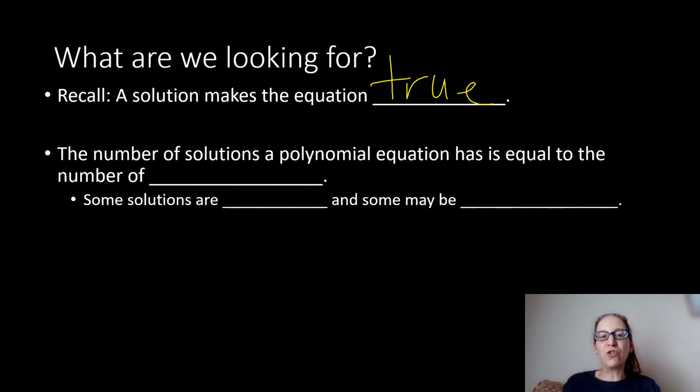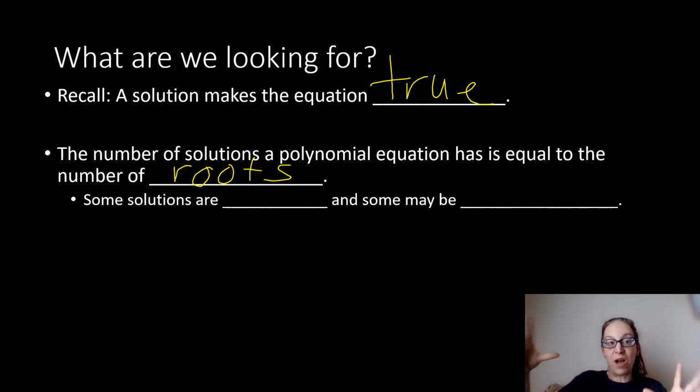The number of solutions a polynomial equation has is equal to the number of roots. This is where we tap into the previous lesson. How many solutions you're looking for is equal to the number of roots, in other words, the degree, or that highest exponent. So if the highest exponent is 1, you've got 1 solution. If the highest exponent is 2, you have 2 solutions. If the highest exponent is 7, good luck with that. You've got 7 solutions that you're looking for.